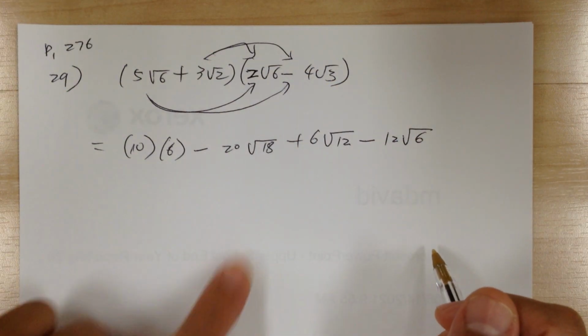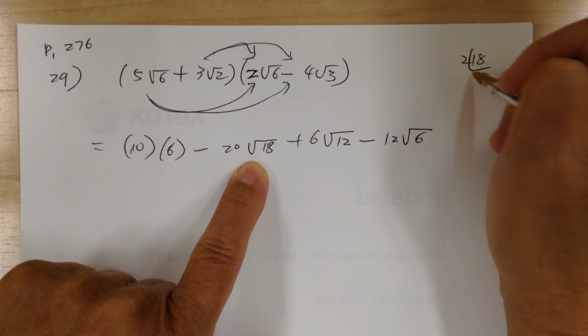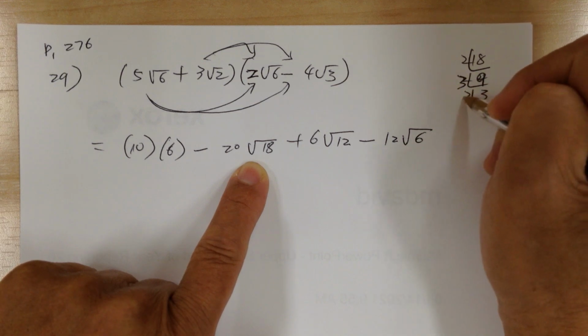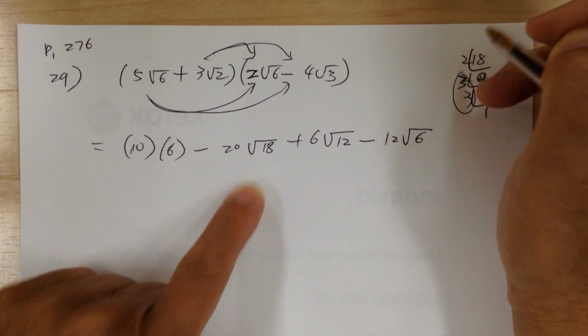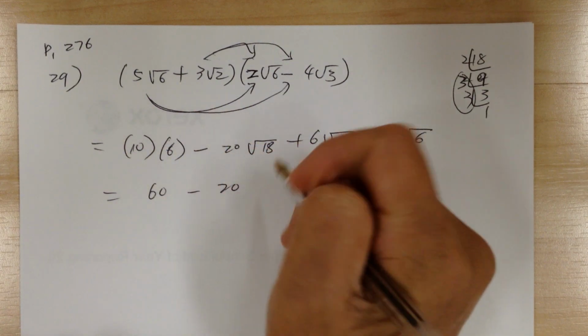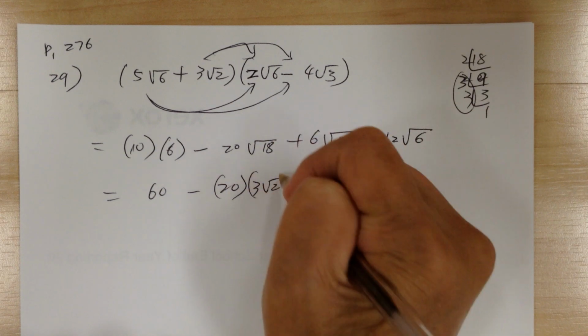Okay, so let's go and simplify each one of these. 18 divided by 2, you get 2, divided by 2, get 9, and divide by 3, you get 3, divide by 3, you get 1. So this gives you 3 square root of 2. So we can multiply this a little bit, so it becomes 20 times 3 square root of 2.